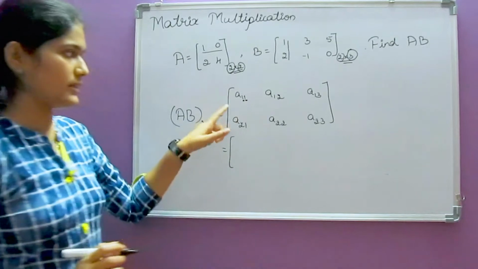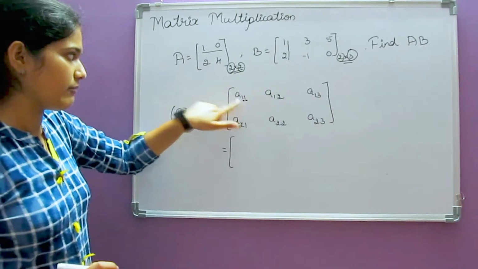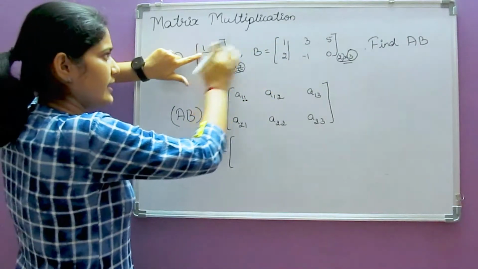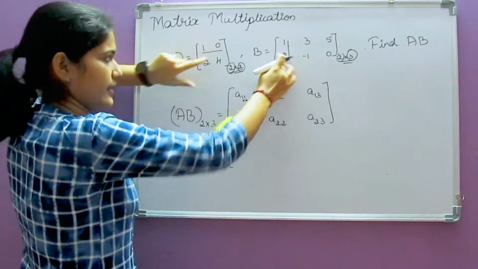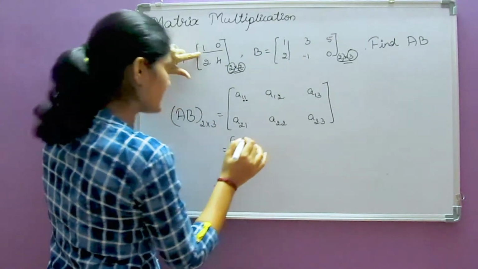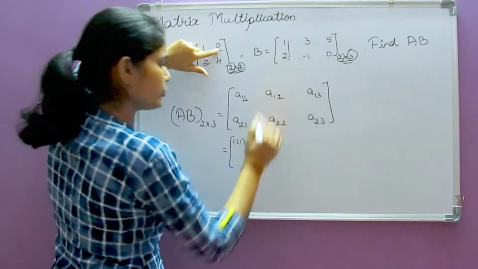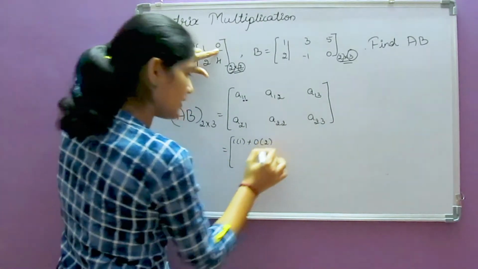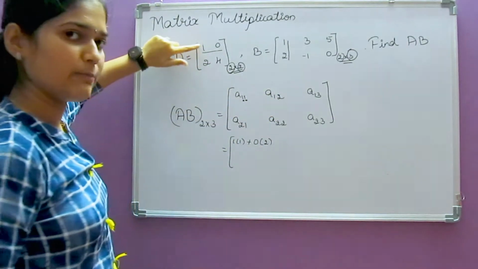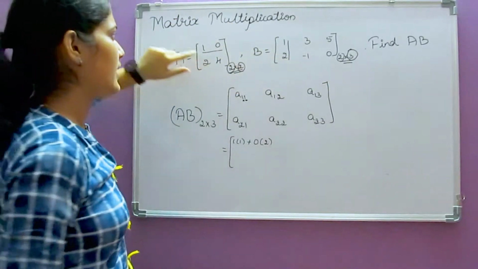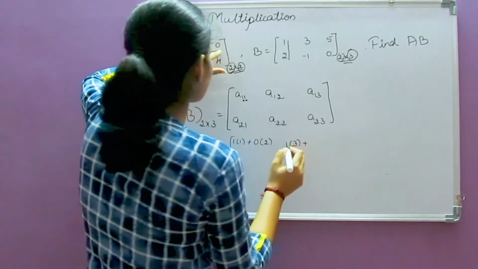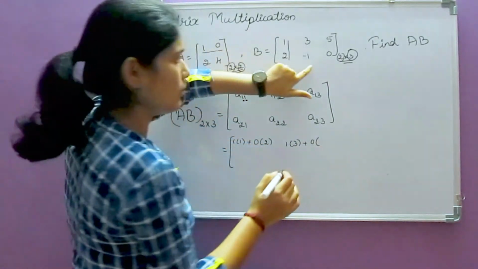So the matrix will be A11. We will get 1 into 1. Like this we have to multiply first entry with the first entry and second entry with the second entry. Observe here, 1 into 1 plus 0 into 2. This is our entry A11. Similarly, for A12, we have to multiply first row with the second column. That is 1 into 3 plus 0 into minus 1.